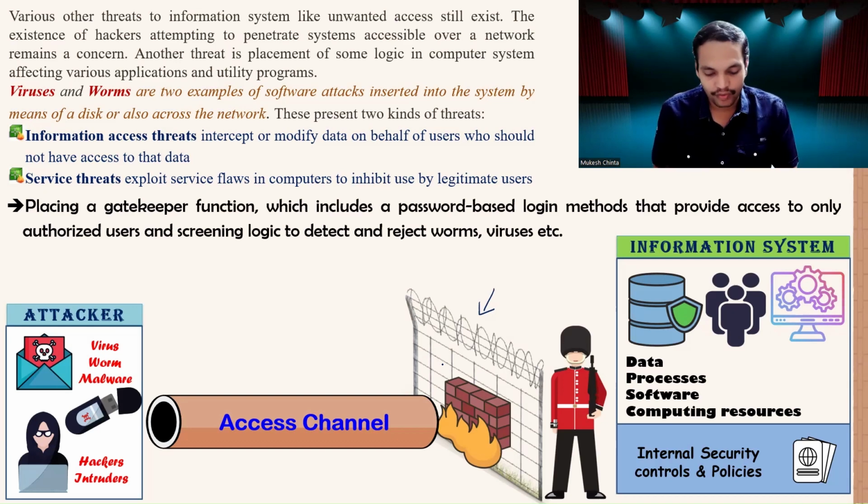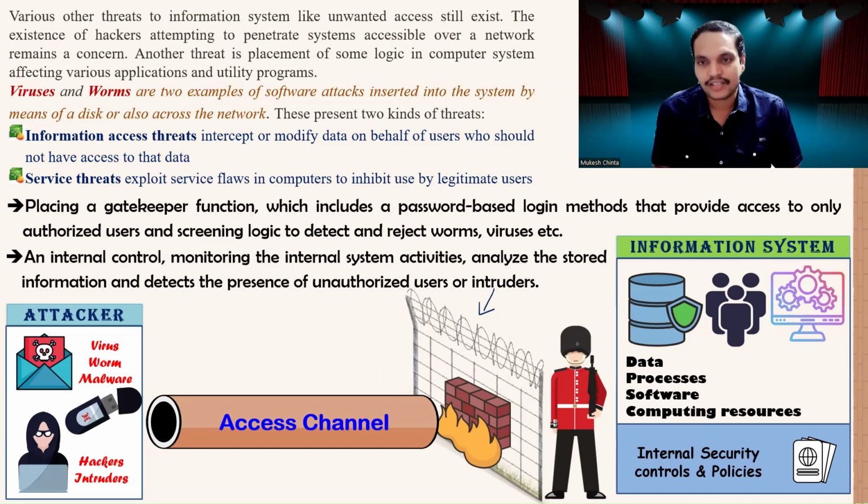The second way is in case you have a disgruntled employee. What do you mean by disgruntled employee? He is an employee of your organization, but he is not happy with your organization. He can simply bypass this, isn't it? Because he has the necessary credentials to enter the information system.